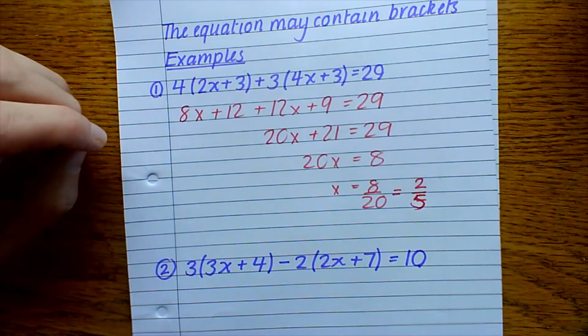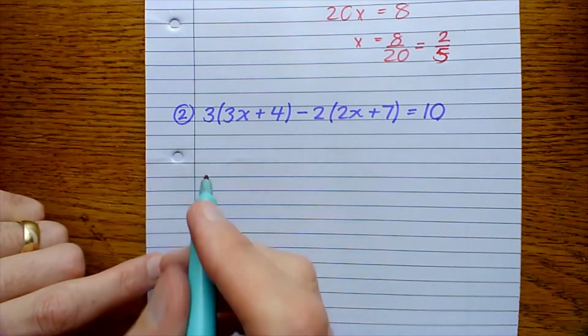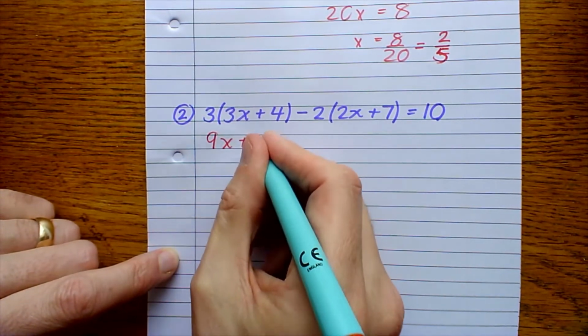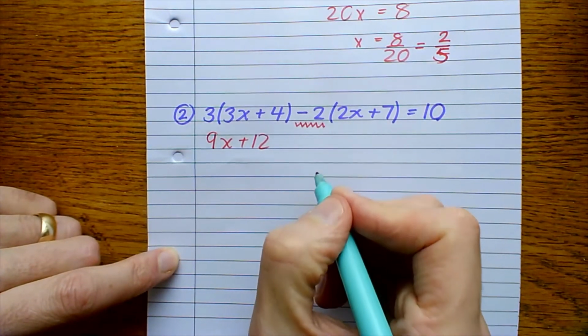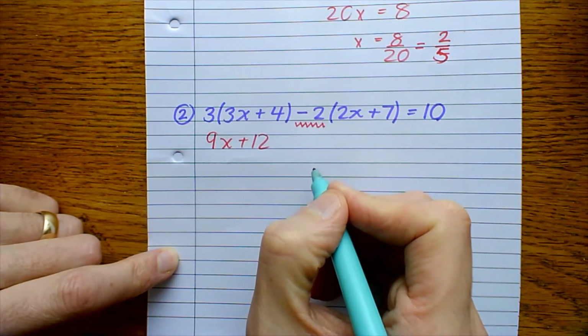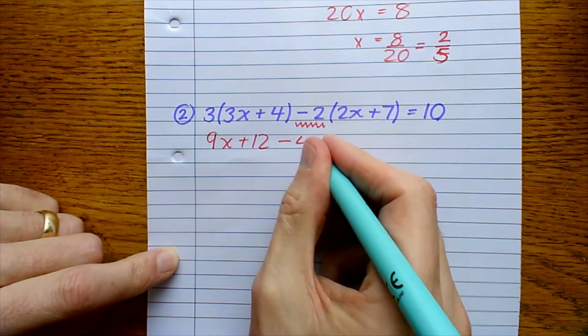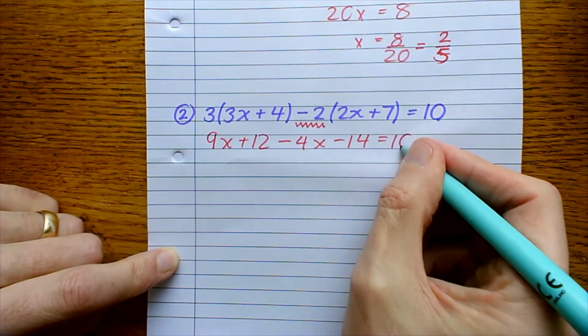Okay, I'm back again. Let's just look at the second example. Multiply out the brackets, multiplying by 3, 9x plus 12. And this is something that we're always on our guard for. A minus sign outside a bracket means that a bracket's been multiplied by minus 2, so some signs will change. Minus 4x minus 14 is 10.